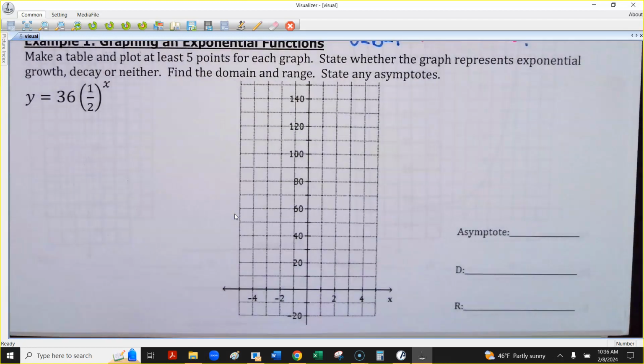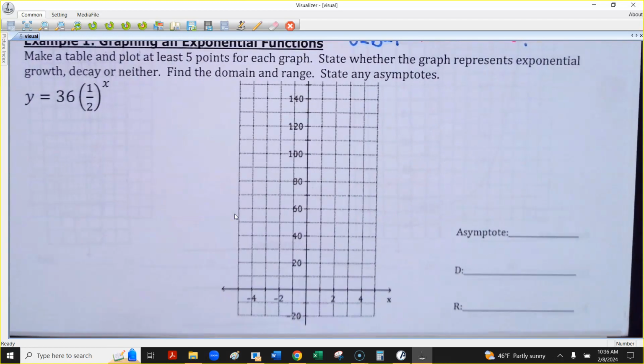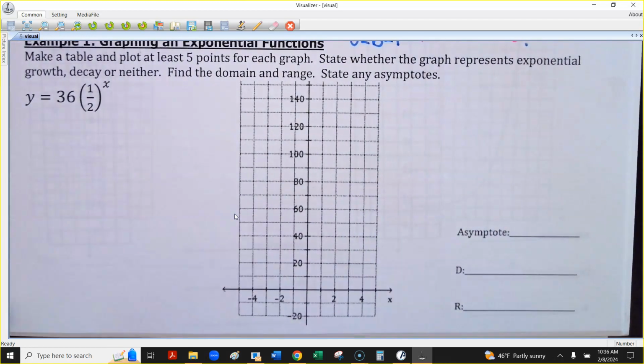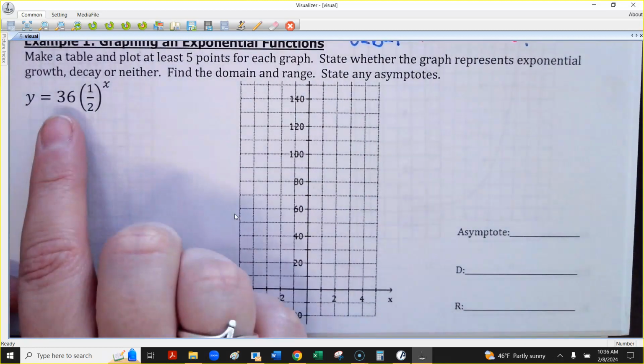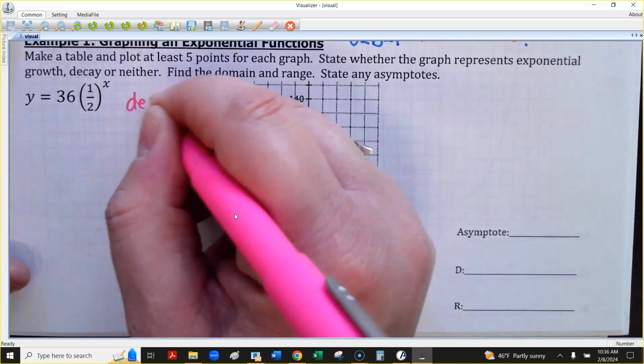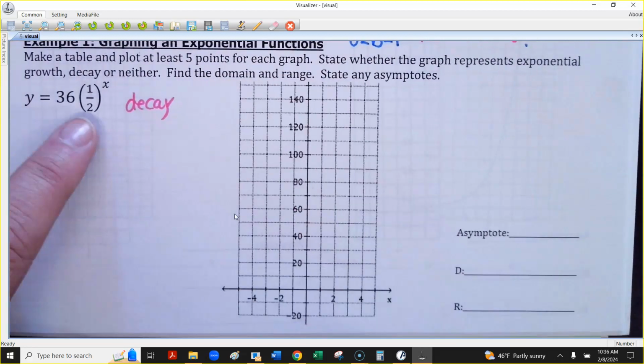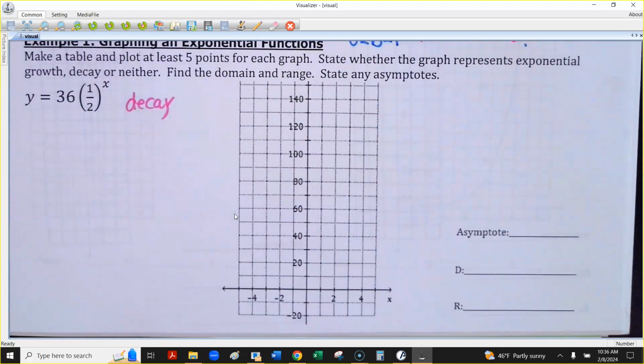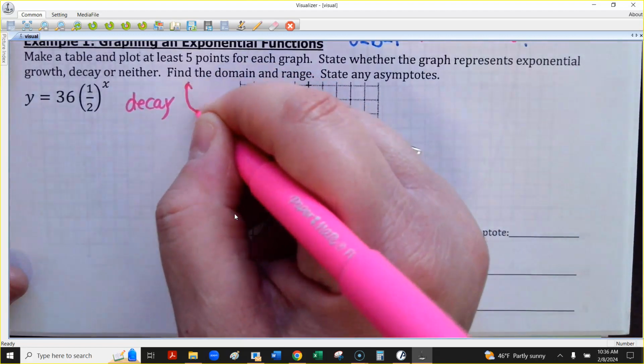Now, all the asymptotes are actually going to be the same today. So we're not shifting anything. This is 36 times 1/2 to the x. So would you guys tell me this is growth or decay? Okay, decay, right? So that's 1/2. That's between, if that b value is between 0 and 1. So I know the general shape of this should go like that.